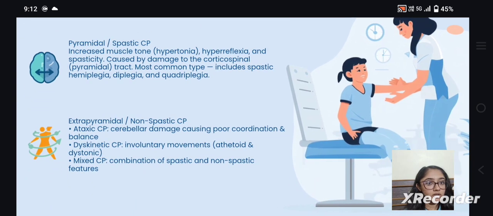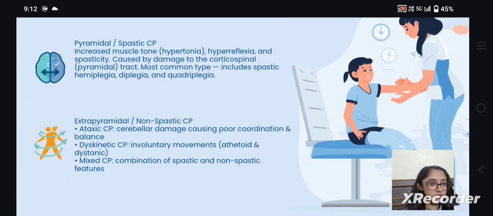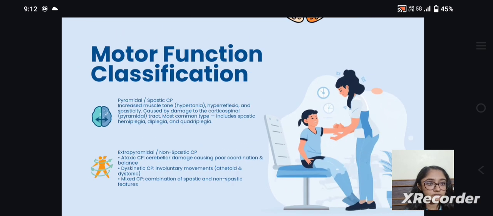Then extrapyramidal, non-spastic CP. It could be ataxic CP. It means that cerebellar damage causes poor coordination and balance. The dyskinetic one will involve involuntary movements, could be athetoid or dystonic. Then mixed CP. It will be a combination of spastic and non-spastic features.